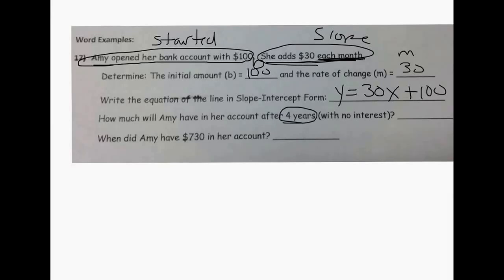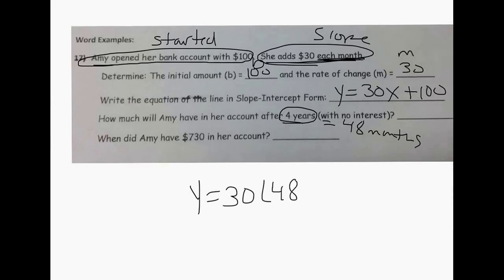4 years. So we got to figure 4 years is 48 months. So y equals 30 times 48 months plus 100. So I'm going to type that in. 30 times 48 plus 100. She will have $1,540.